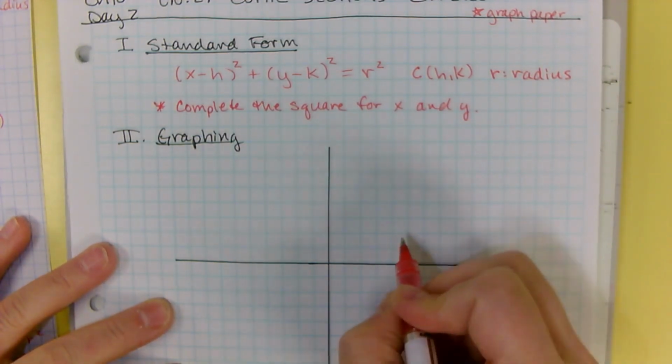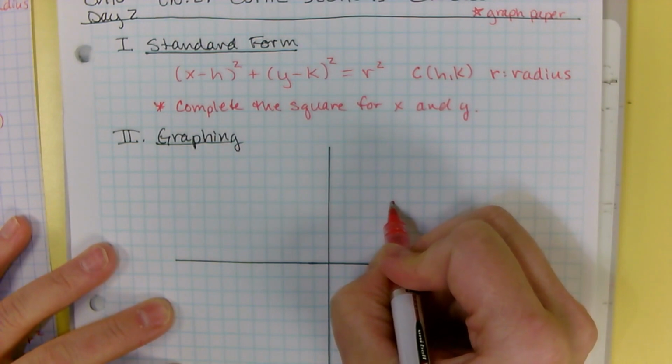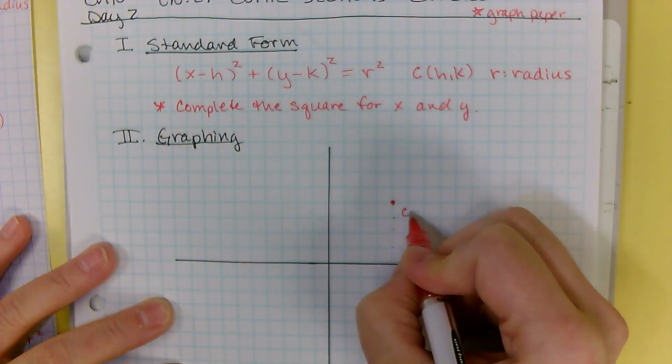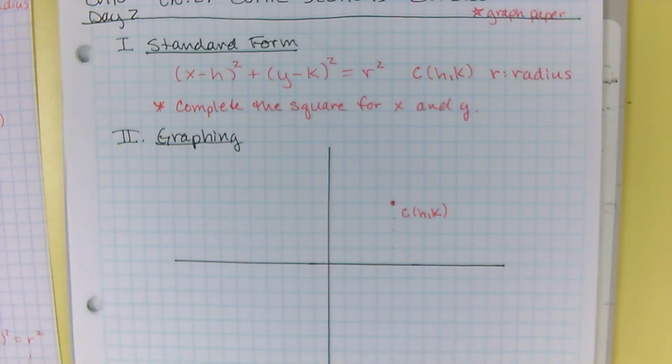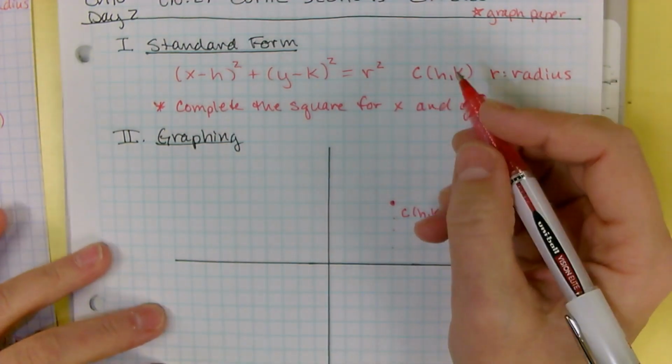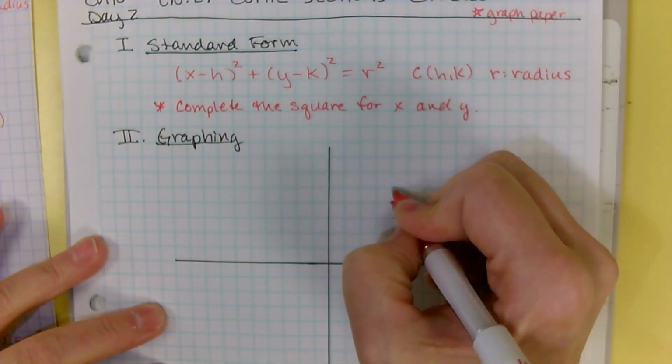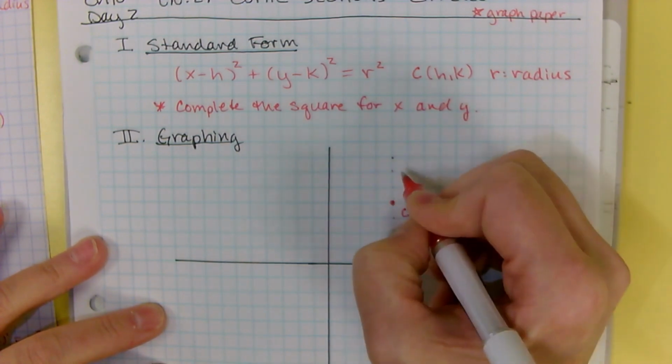Say I put h, k at 4, 4. So 1, 2, 3, 4 to the right, 1, 2, 3, 4 up. So let's say that your center h comma k is at 4, 4. What you have to do is count the radius. And for circles, you count up, down, left, and right. Those are the 4 critical points, and then you just join it into a circle. Let's say our radius is 3.